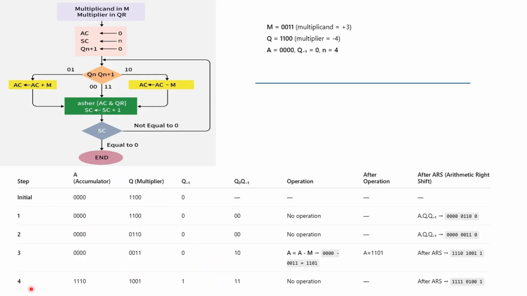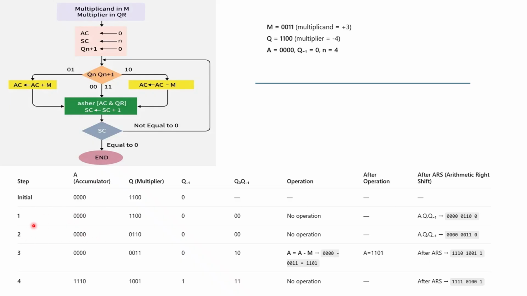Start: the total number of steps will definitely be 4 because of the number of bits. The accumulator, that is A, will be all 0 in the beginning. Then Q, the multiplier, is 1100. And Q minus 1 always starts from 0 only. The last bit of Q is also 0, so Q0 and Q minus 1 are both 0.